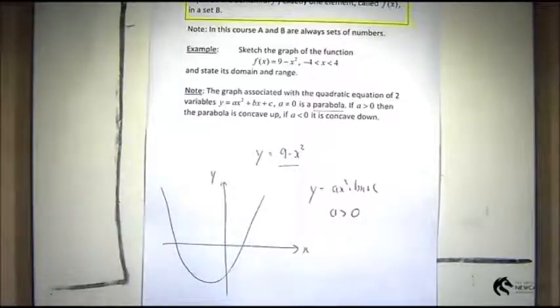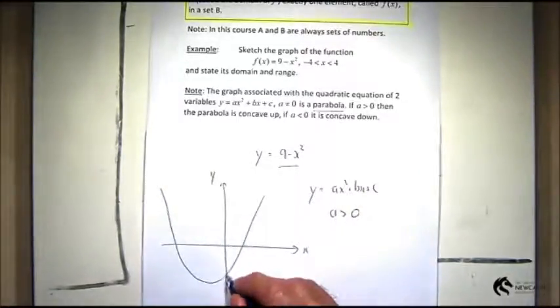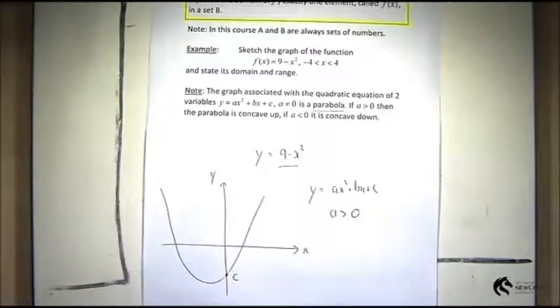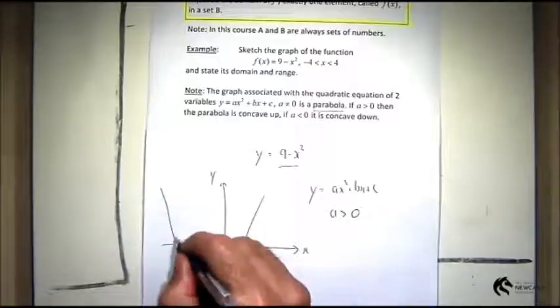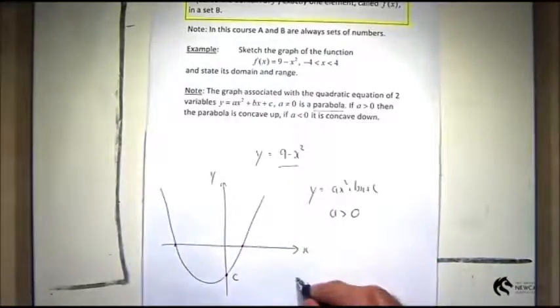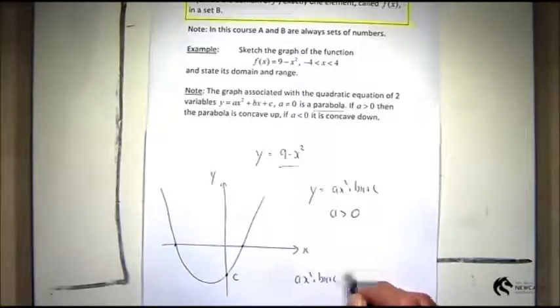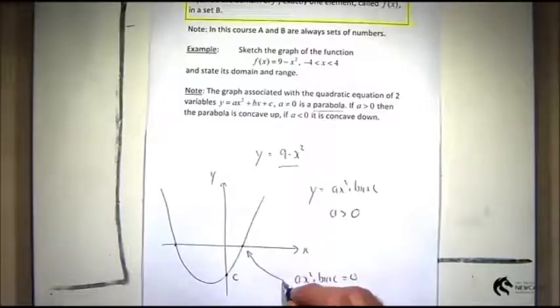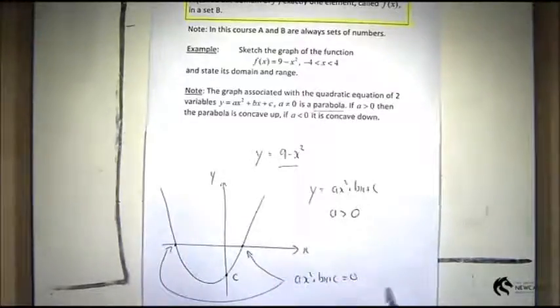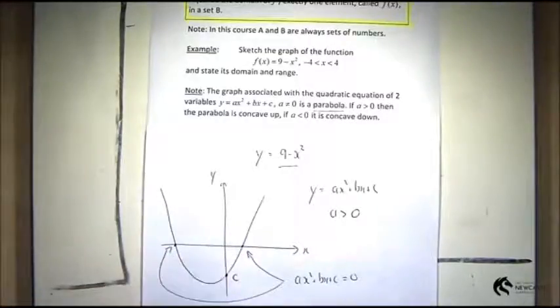And when x is 0, y is equal to c, so my y-intercept is the value of c. Where this cuts the graph is where y is equal to 0, so that is where ax squared plus bx plus c is equal to 0. They are the x-intercepts. And you know how to solve that sort of equation. So you can find the x-intercepts and you can find the y-intercept.